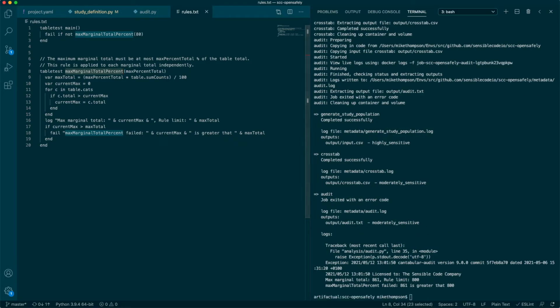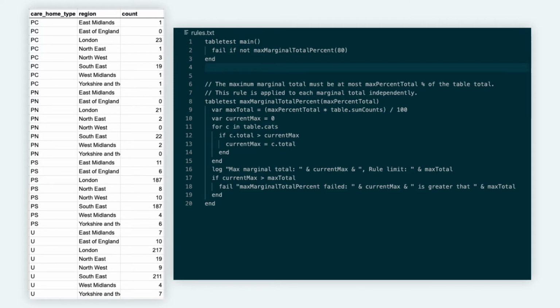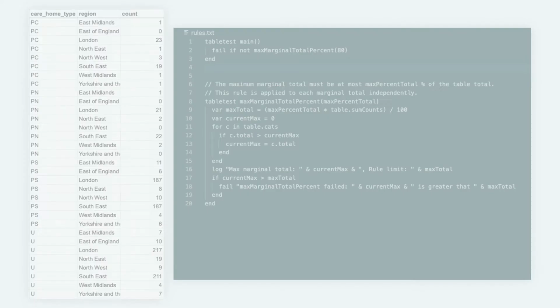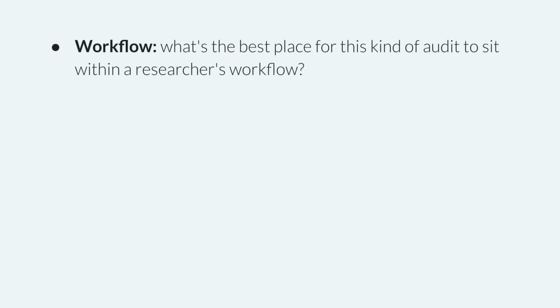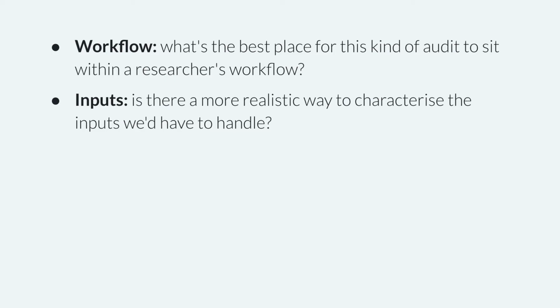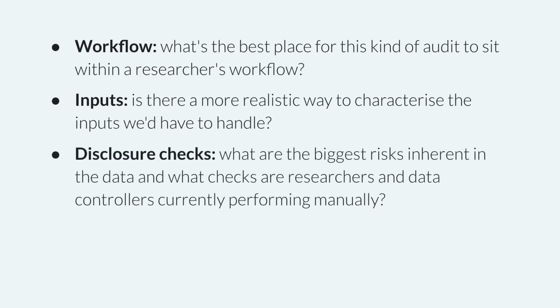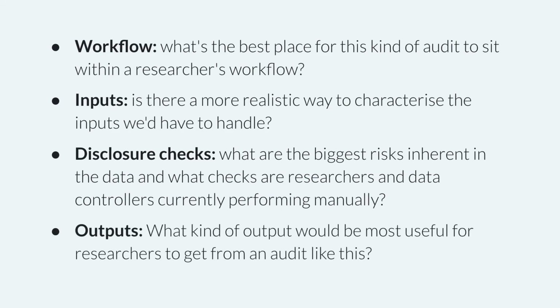This has been a useful experiment for us in that it raises questions about how to make this kind of thing work in practice. What's the best place for this kind of audit to sit within a researcher's workflow? Outside basic examples like this, what's a more realistic way to characterize the inputs we'd have to handle? What are the biggest risks inherent in the data, and what checks are researchers and data controllers currently performing manually that could be automated? And what kind of output would be most useful for researchers to get from an audit like this?